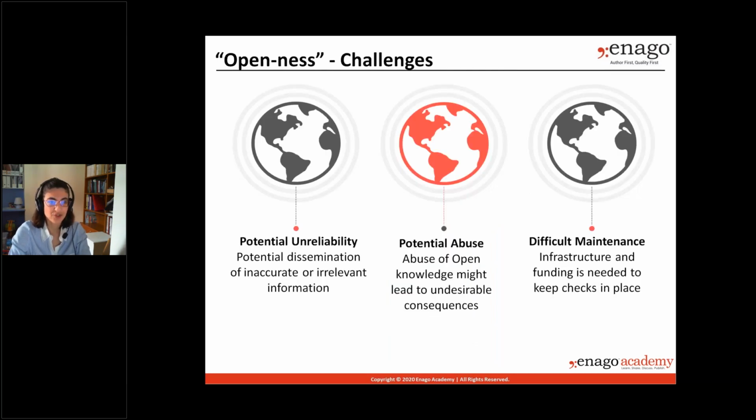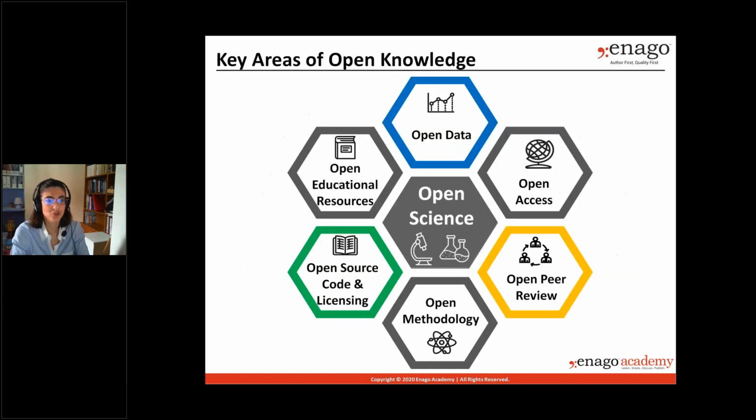There are, of course, challenges with the concept of openness, and some of the key challenges you can see in your slide here involve the potential unreliability, potential dissemination of inaccurate or irrelevant information, potential abuse of this open knowledge, which may lead to undesirable and uncontrollable sometimes consequences. It's difficult to maintain due to infrastructure or funding issues. So these need to be regularly checked and kept in place in order to sustain open knowledge.